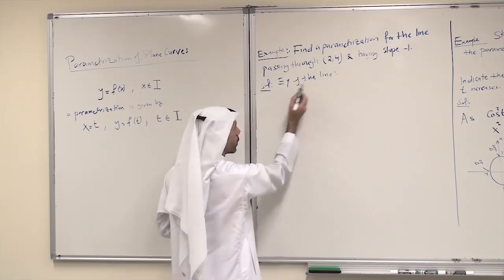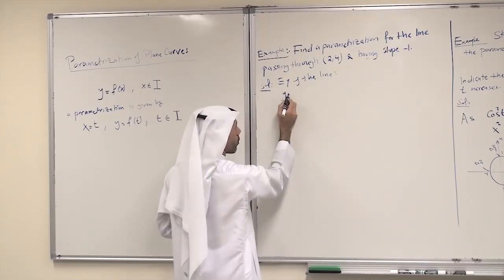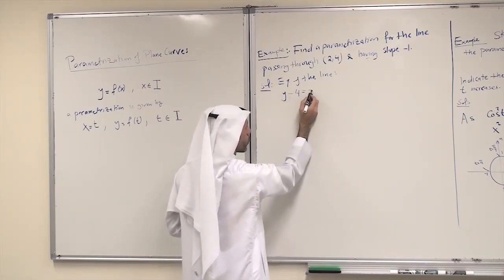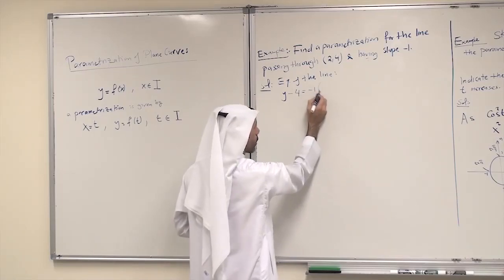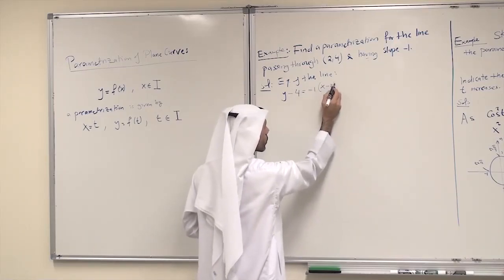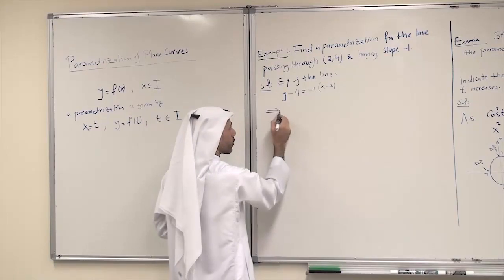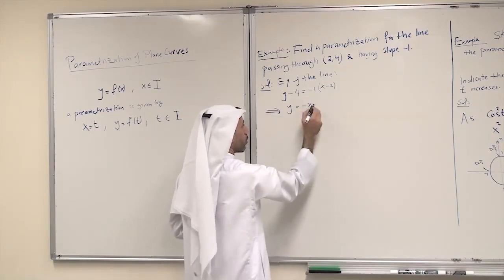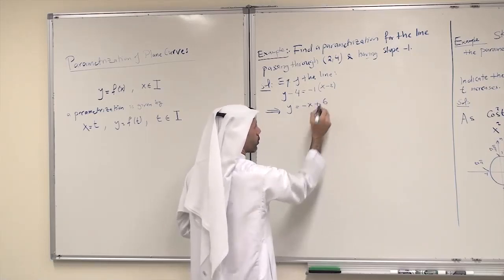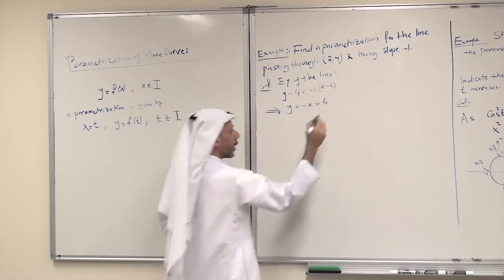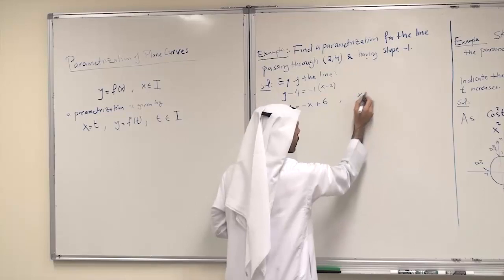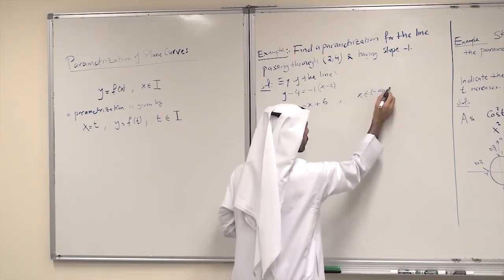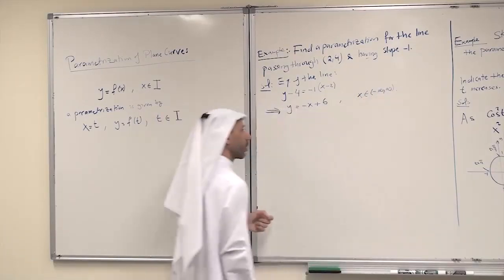Okay, we have the point and the slope, so this is y minus 4 equals the slope, minus 1, times x minus 2. So this gives us y equals minus x plus 2 plus 4, which is y equals minus x plus 6. This is a full line, so the possible values of x are from minus infinity to infinity.